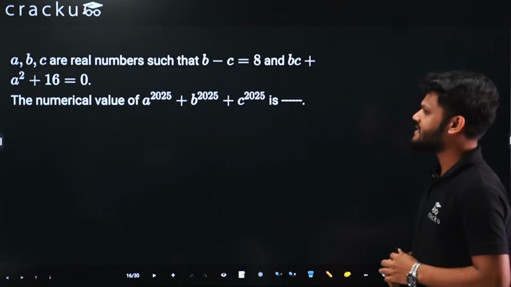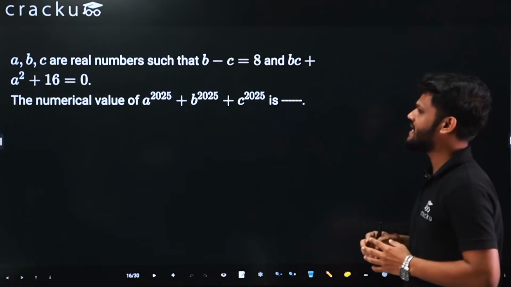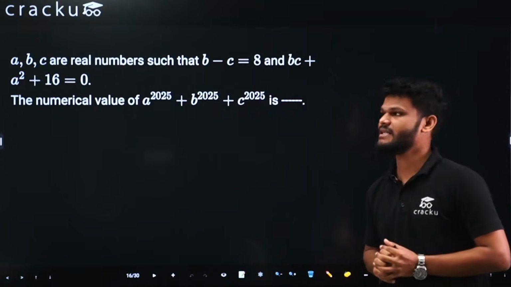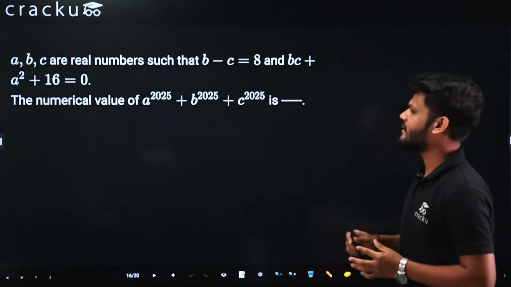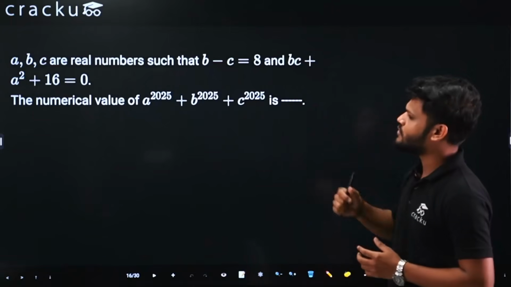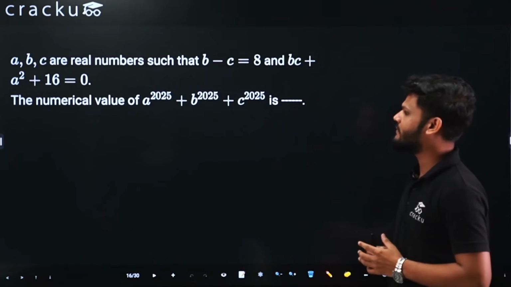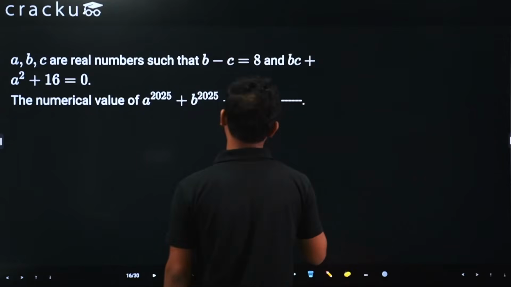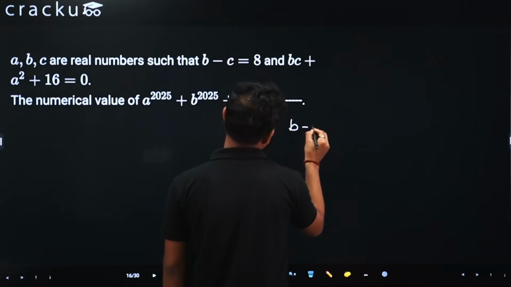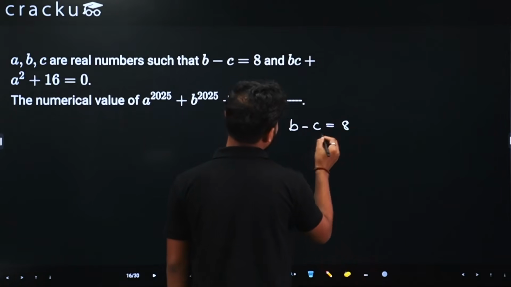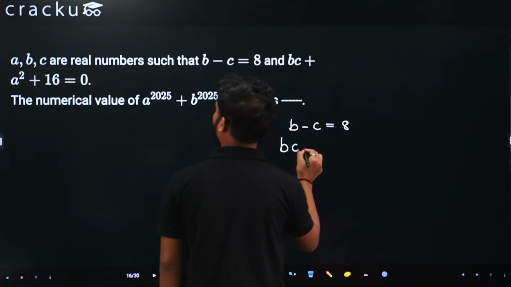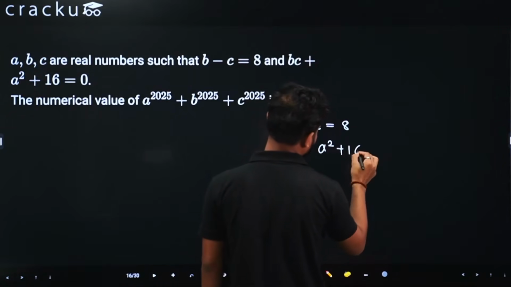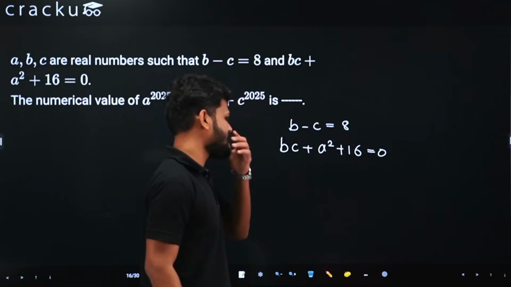In this question it is asked: A, B, C are real numbers such that B minus C equals 8 and BC plus A square plus 16 is equal to 0. You need to find A to the power 2025, B to the power 2025, C to the power 2025 is equal to what? Now it is given that B minus C is equal to 8 and BC plus A square plus 16 is equal to 0.